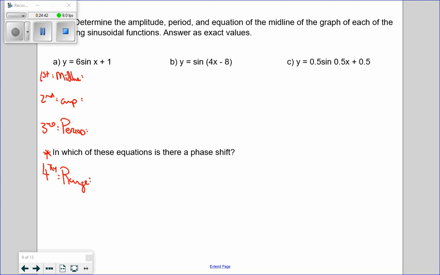So we're on page 382. Okay, so the midline. The midline is just that number on the end. Okay, so the first one is +1. So that means the midline is up at 1. For part C, I'm just going to do them all the way across. The midline is up at 0.5.